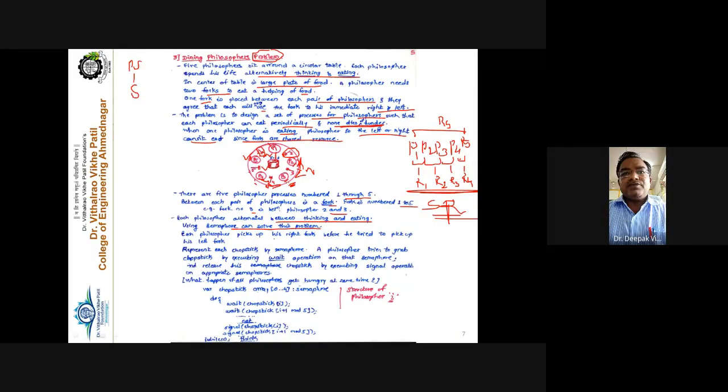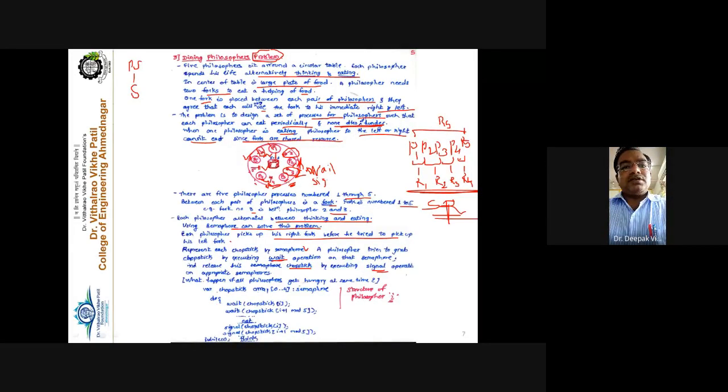Each philosopher picks up his right fork before trying to pick up his left fork. So we represent each fork by a semaphore. A philosopher tries to grab the chopstick or the fork by executing the wait operation on that particular semaphore, and releases his fork or chopstick by executing the signal operation. Means if the particular process P2 wants to use fork 3, it will execute the wait function, right? And as soon as it releases fork 3, it will execute the signal function here. Getting my point?